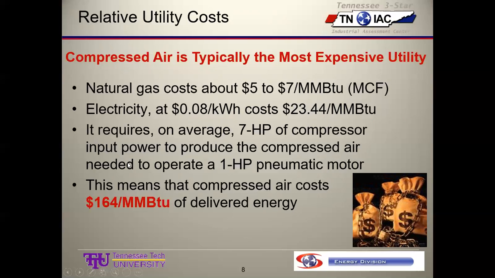And then we state the fact that on average, 7 horsepower of compressor input power is needed to produce the compressed air to operate a 1 horsepower pneumatic motor. Well, that says that if this is our cost of electricity to deliver energy with a pneumatic motor, it's going to be 7 times that. So 7 times this is roughly $164 per million BTUs of delivered energy with that pneumatic motor. Pretty expensive.